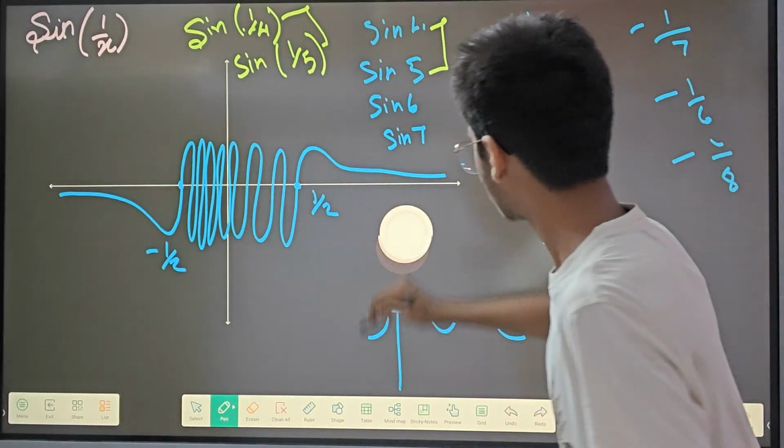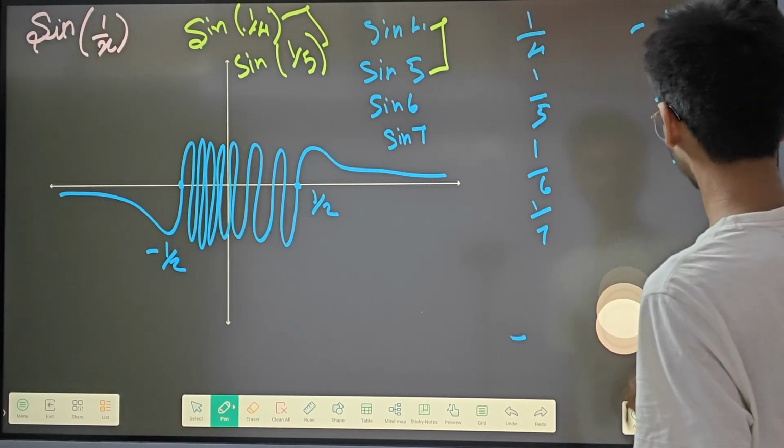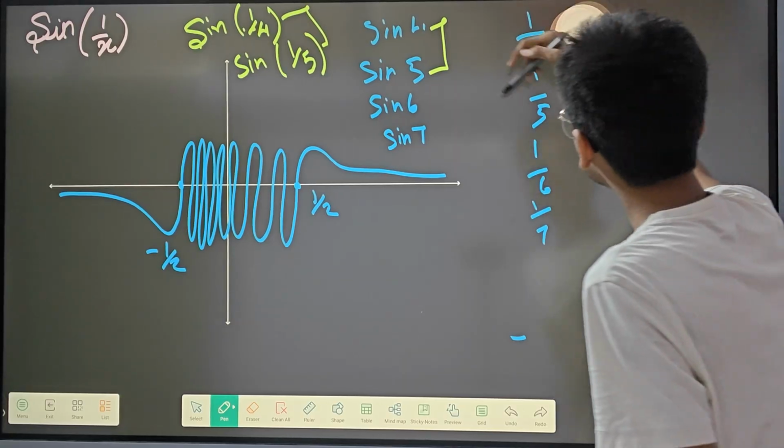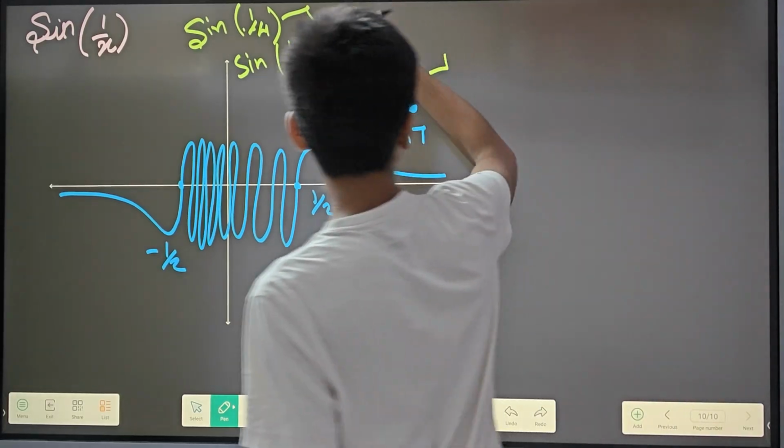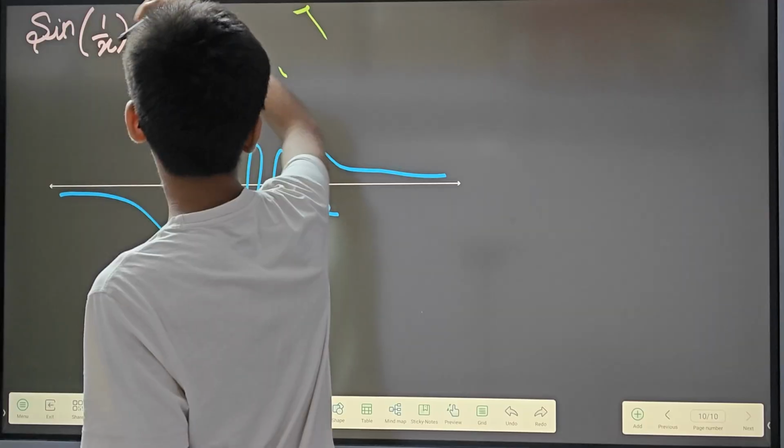So this is how it actually is. Last but not least, we have our intermediate value theorem. It is kind of important, but one more concept is also there.